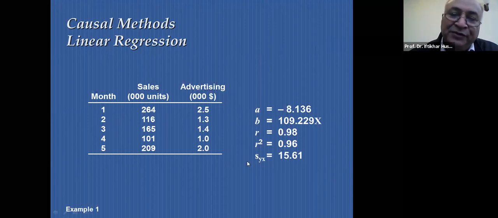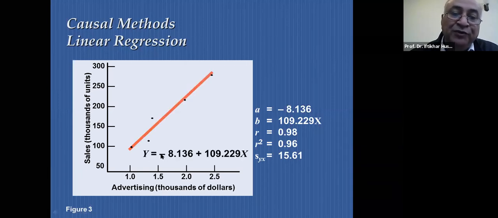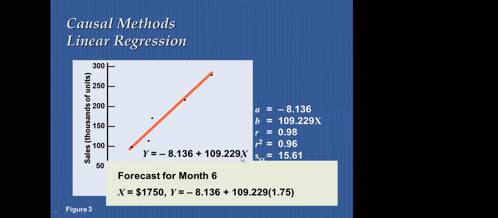And from here we can make an equation, and the equation is in the same form: sales in thousands, and this is A, because y was equal to a plus bx. So A is minus 8.136 plus bx, and the forecast for month 6.